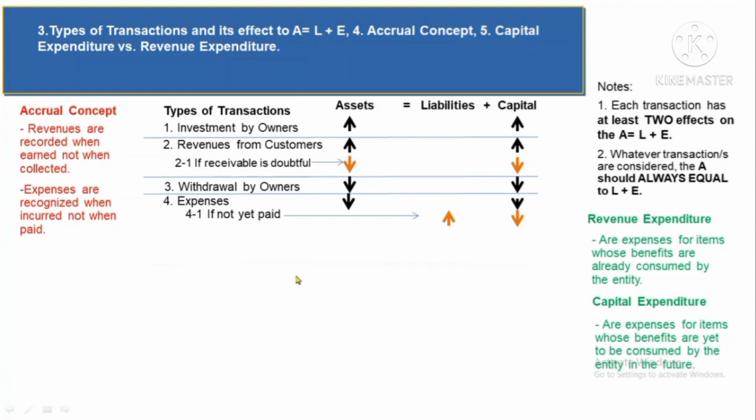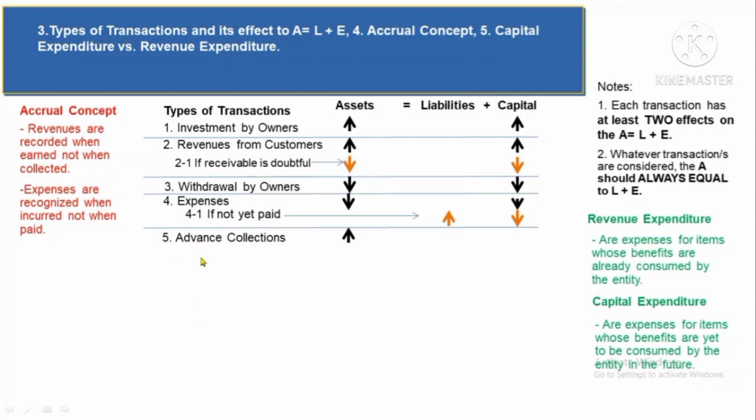Next, we have advance collections from customers. So if we have this, then logically, of course, our assets will increase, specifically the cash. But we are not going to increase the equity account because they are not yet considered as revenues, because we have not yet delivered services or products to the customers. Let's go back to the accrual concept. It said that revenues are recognized or recorded when earned and not when collected.